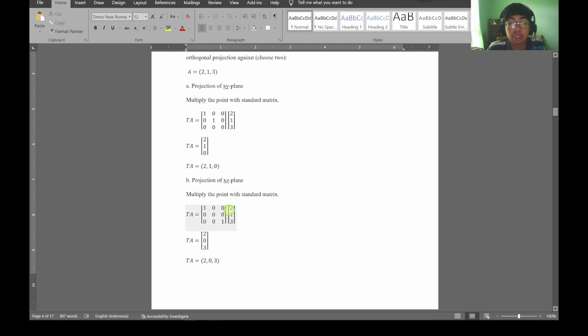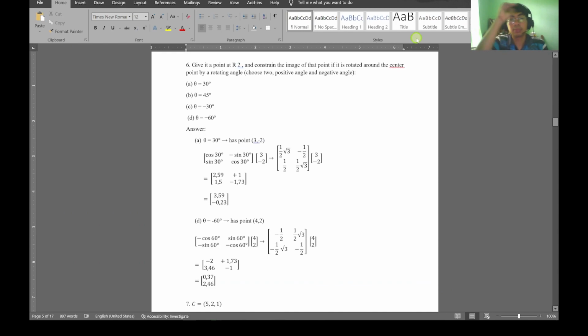1 0 0 times 2 gets 2. 0 0 0 times 1 gets 0, and 0 0 1 times 3 gets 3. So the answer is the transform of A equals 2, 0, 3. Okay. Next is number 6.